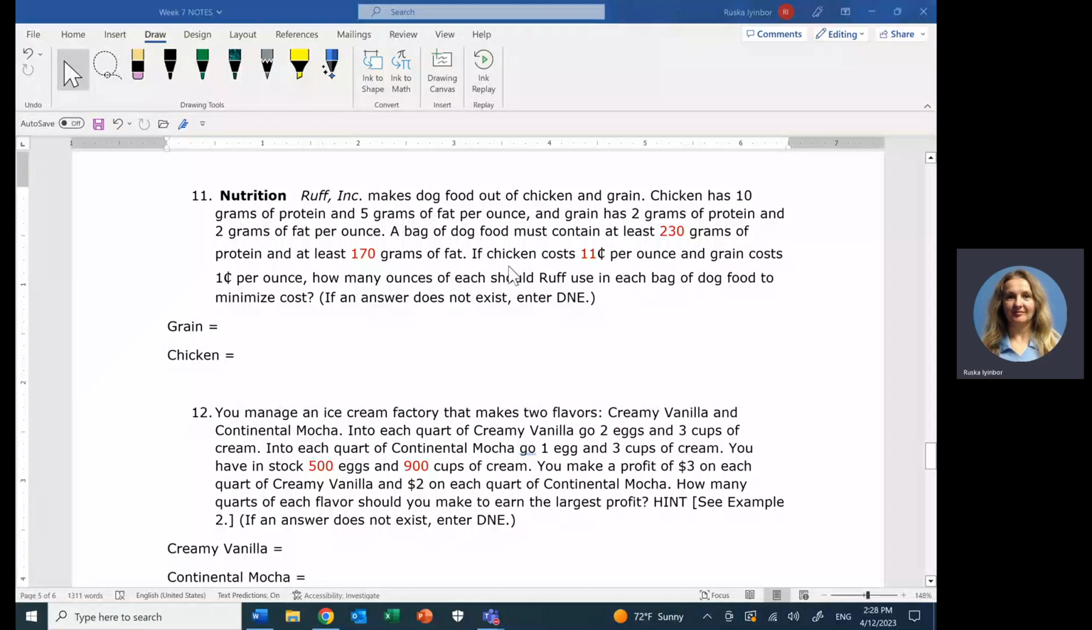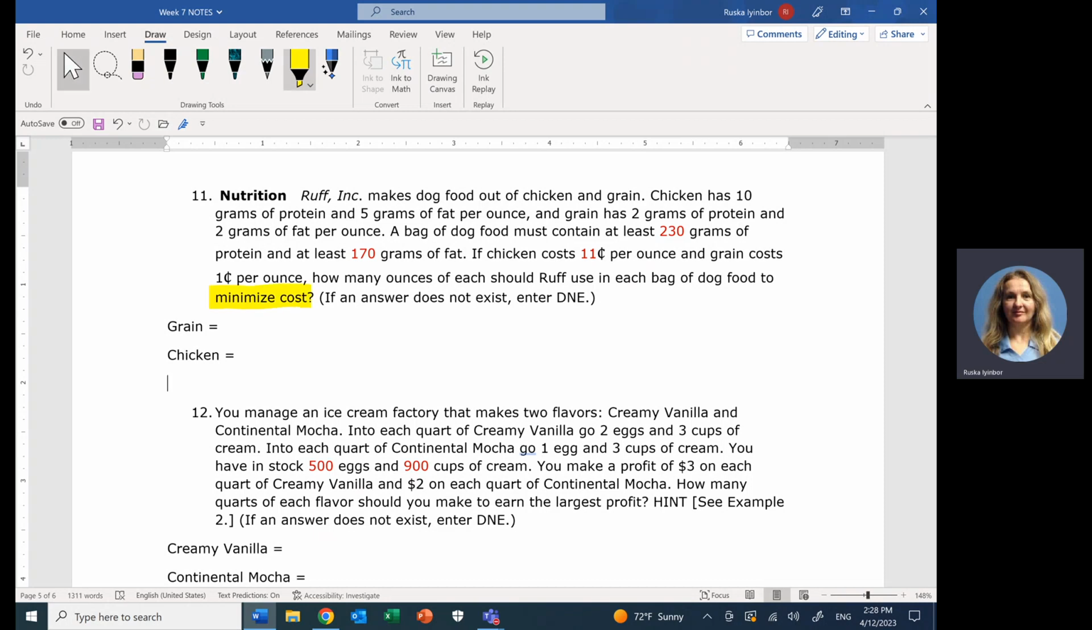Hello. So we're going to continue with number 11. And number 11 is about dog food. The dog food has chicken and grain. And we have to find out what the proportion should be so we can have minimum cost. So this is the question. You need to find the minimum cost.